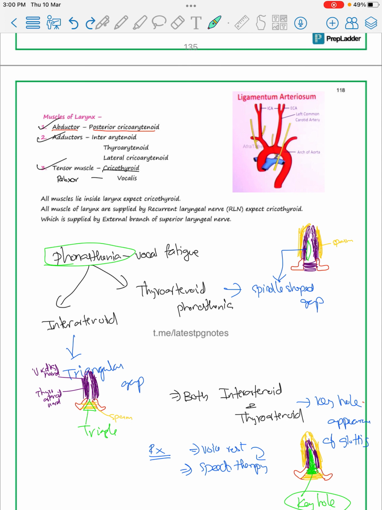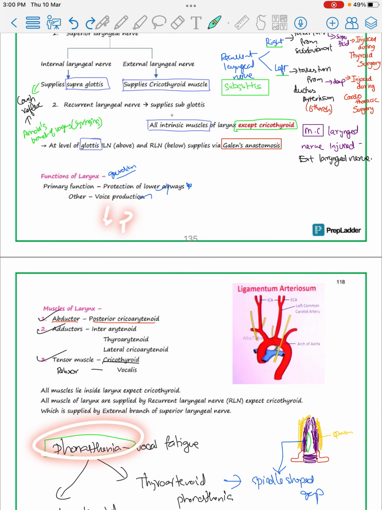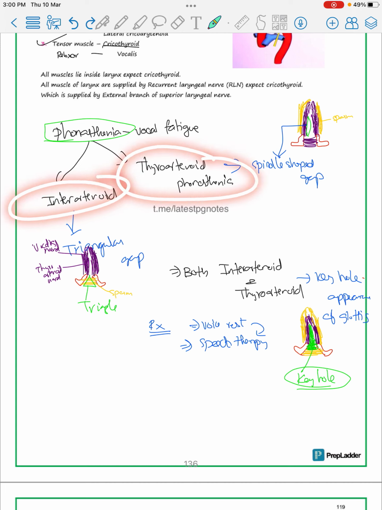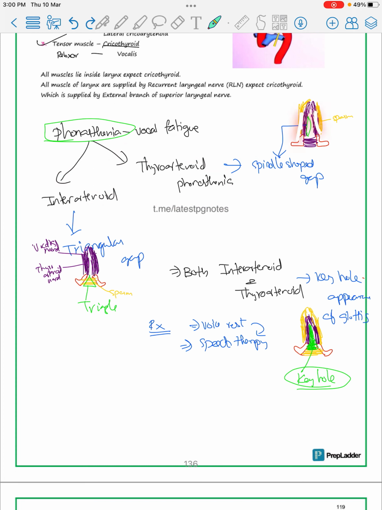Then we need to study the motor condition, phonasthenia. This condition is known as phonasthenia, or vocal fatigue. The muscles become fatigued: thyroarytenoid and interarytenoid. If the interarytenoid muscle becomes fatigued, the thyroarytenoid muscle can still contract, so there is a large space here, known as a spindle-shaped gap. If the thyroarytenoid becomes fatigued, it can't contract, and it produces a triangular gap. If both are fatigued, they cause a keyhole appearance. The treatment is voice rest and speech therapy. Thank you very much.